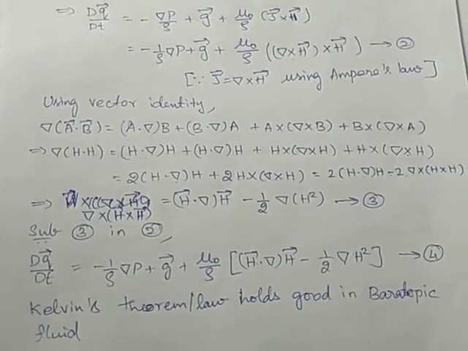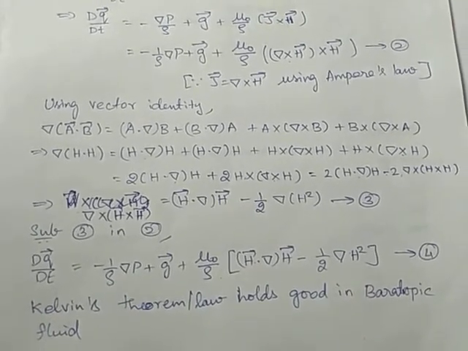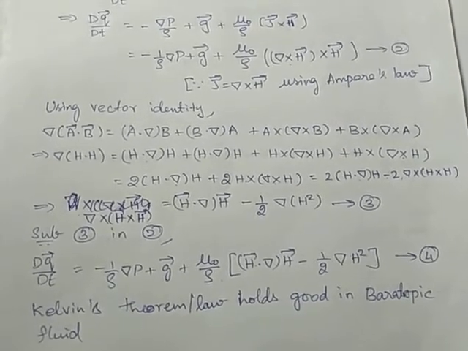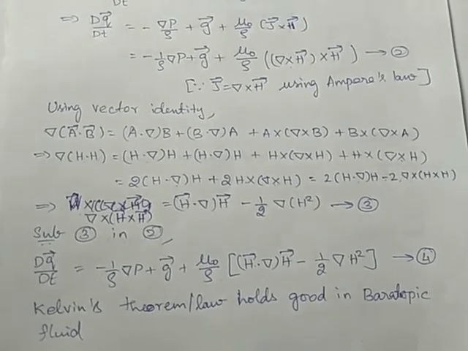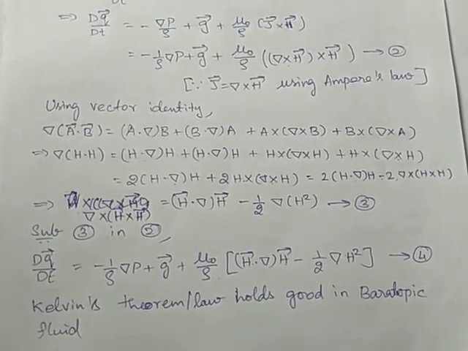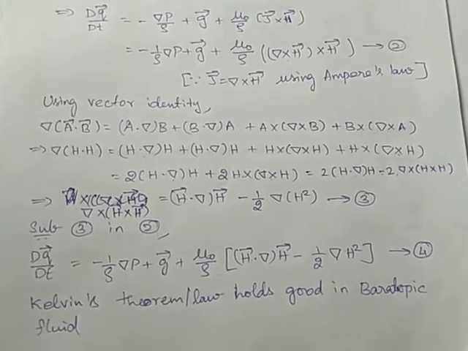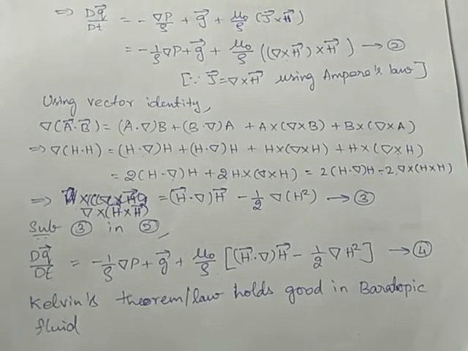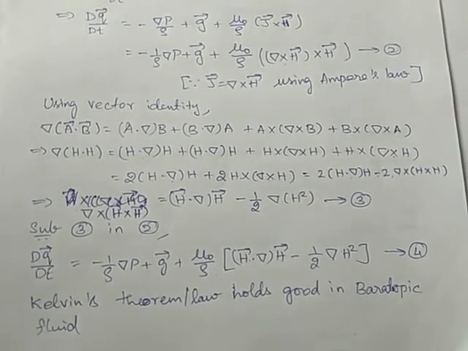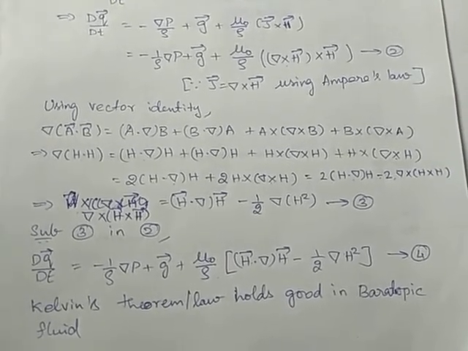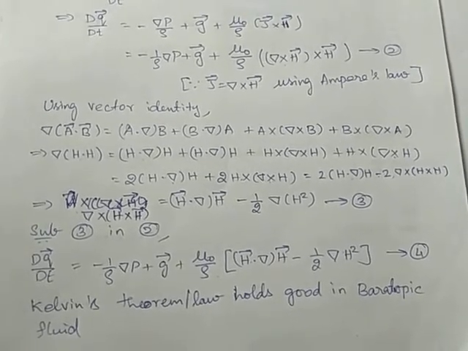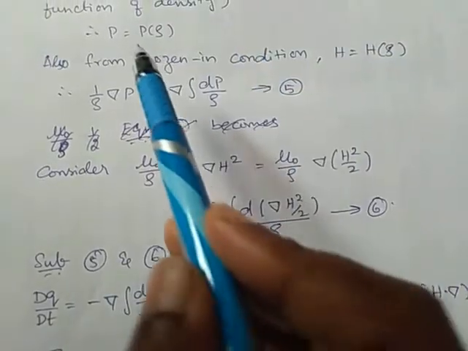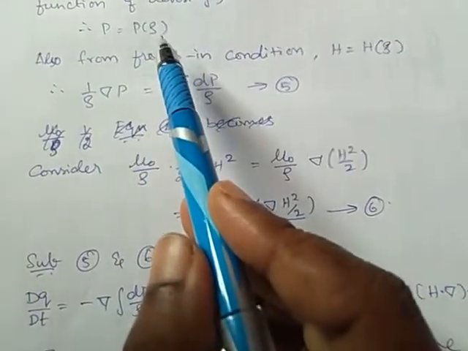In fluid mechanics, Kelvin's theorem is applicable, or it holds good, only for barotropic fluid. So in this problem also we are going to consider barotropic fluid. So what does barotropic fluid mean? When the pressure of the fluid flow depends only on density, such a fluid we call barotropic fluid. Therefore, I am taking P is equal to P of rho.